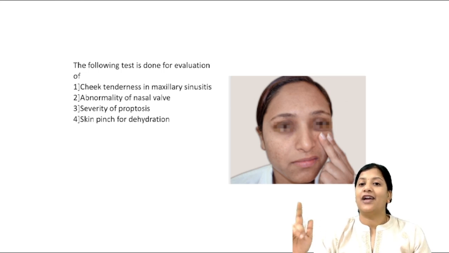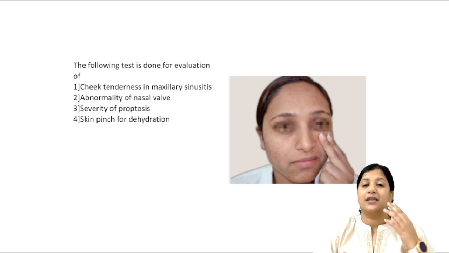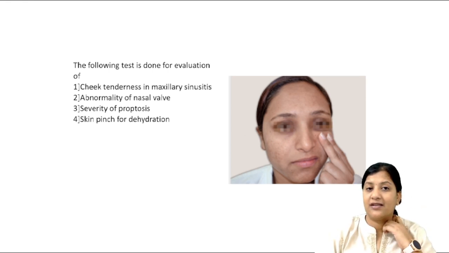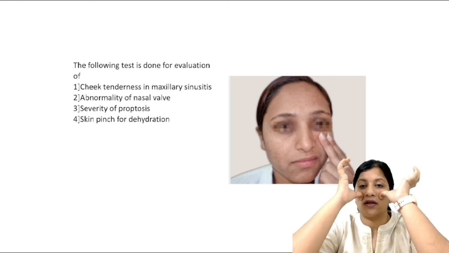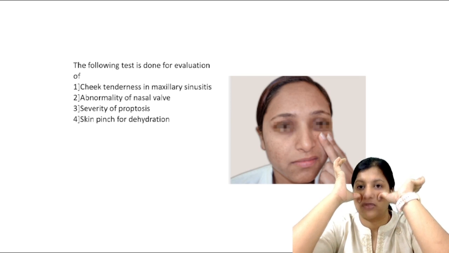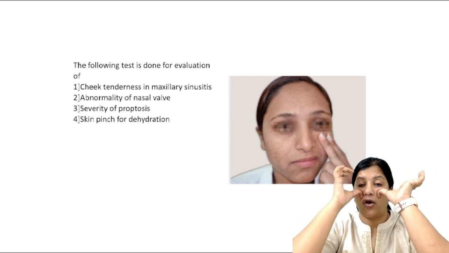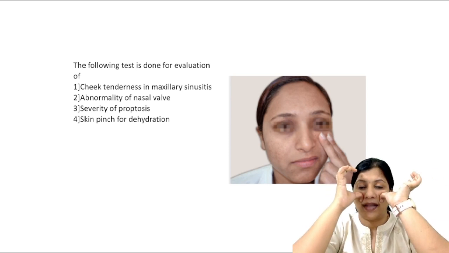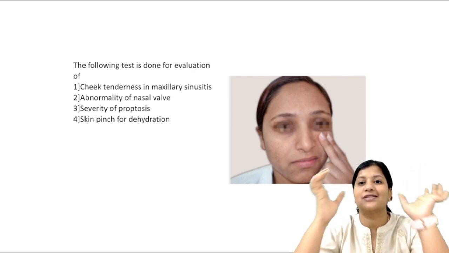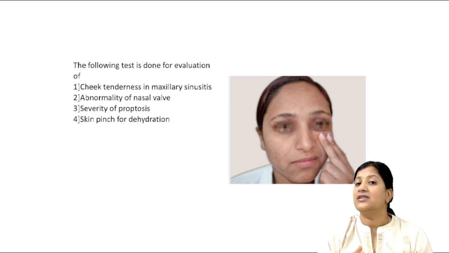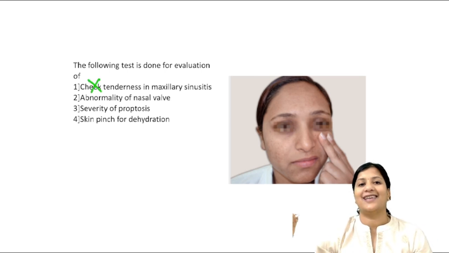The following test is done for evaluation of cheek tenderness in maxillary sinusitis, abnormality of the nasal valves, severity of proptosis, or skin pinch for dehydration. So what does this test tell you? Here it is not done for sinusitis, because when we are eliciting maxillary sinus tenderness, we use both the fingers and press like this on the canine fossa. If the patient winces in pain on pressing, we don't do unilateral testing, we do bilateral testing. And the thumb is used, not the index finger and the middle finger. So with the thumb, you press to see the tenderness and it is bilateral. So this is not a test done to elicit maxillary sinus tenderness.